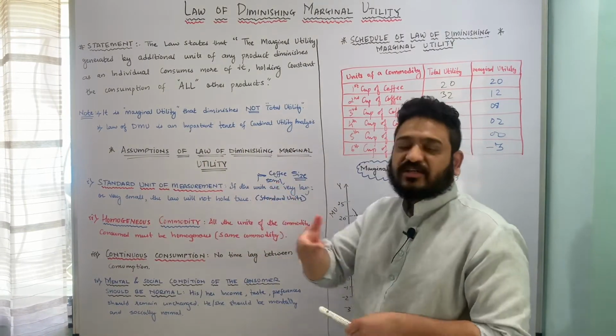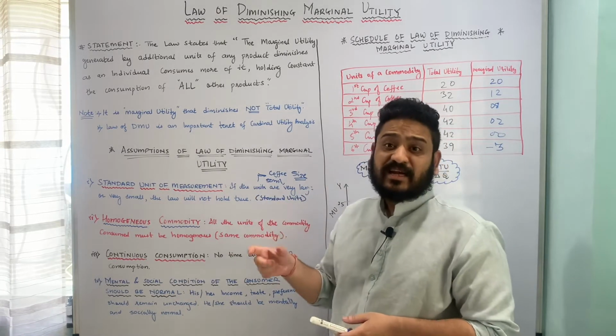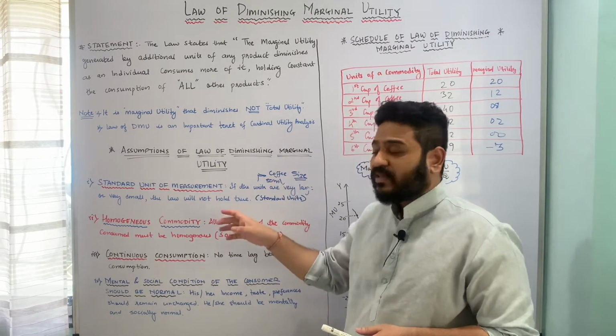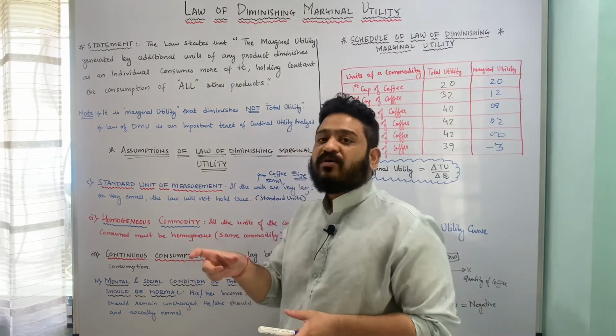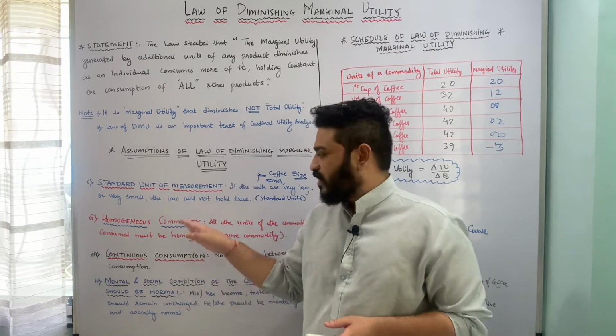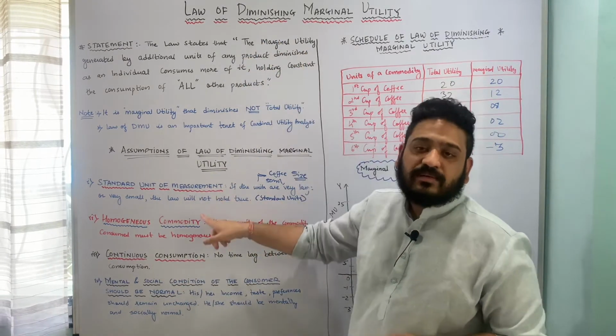That means in the first unit of consumption I am taking 50 ml, in the second I am taking 100, in the third I am taking something else. That doesn't hold true, because there has to be a standard unit of measurement. Then and only then will the law of diminishing marginal utility hold true.